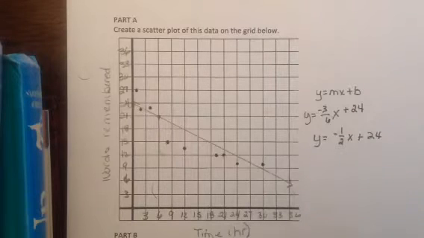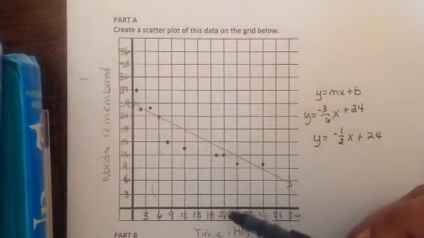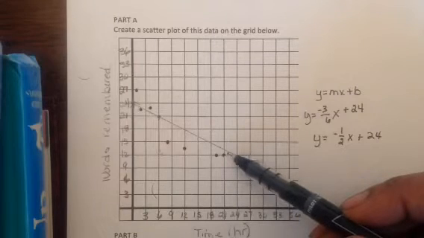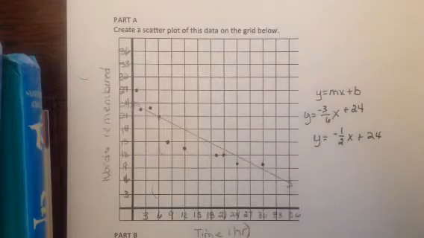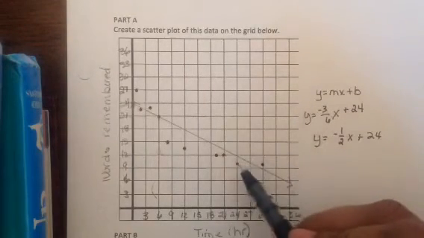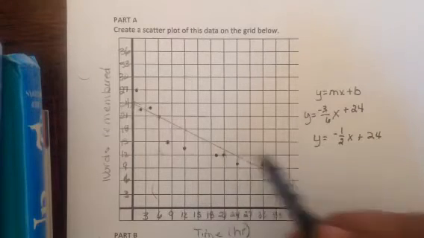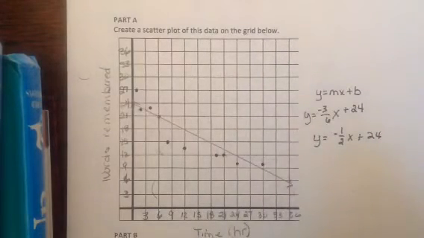What would be a reasonable prediction of the number of words remembered in 22 minutes? I'm going to go over here to 22. 22 is roughly in here. I'm going to go up, and I see that 22 minutes is a little more than 12. So let's say 13 words, because I'm making an estimate, and you're making an estimate, so roughly about 13 words. So you're going to put 13 words there.